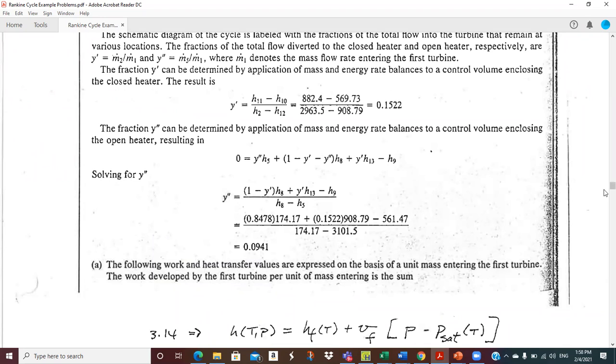Okay. Dr. Cunningham? Yes. So in the homework, it asked for the fraction of steam diverted to the heat exchanger. You said that all the steam that goes in comes out as condensate. That's correct, from a closed heater.